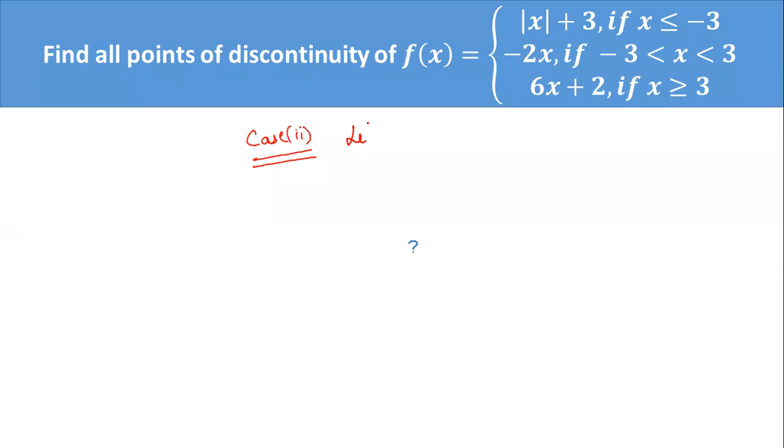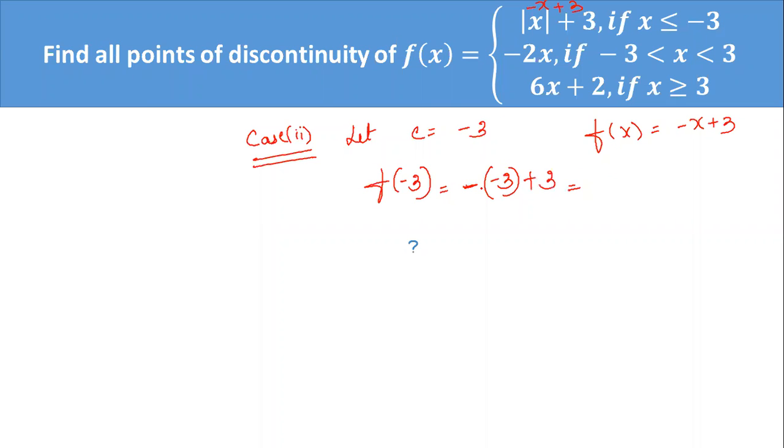Case 2 is let c is equal to minus 3. Then what is f of minus 3? What is the answer of f of minus 3? Is it 0 or 6? So we have to use the first definition. The first definition says f of x is minus x plus 3. So we have to put in place of x minus 3. So minus of minus 3 plus 3. Minus into minus is plus, 3 plus 3 is 6. It's not 0, it is 6.